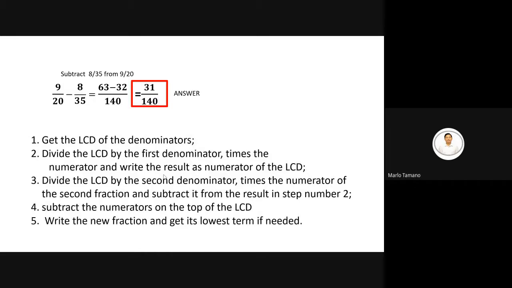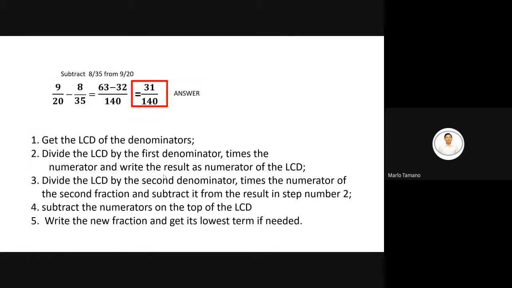Subtraction naman tayo. So, 9 over 20 minus 8 over 35. The LCD is still 140. So, 140 divided by 20, that is 7. 7 times 9 is 63. Binalitad ko lang din po. 140 divided by 35, that is 4 times 8, that is 32. And finally, mag-subtract po kayo ng numerator nung sagot natin, bagong fraction, with the LCD, which is 140. 63 minus 32 is 31, correct? Then copy the LCD or the common denominator, which is 140.